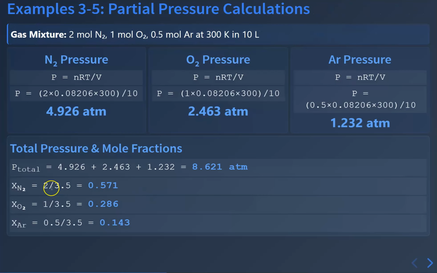Now the individual mole by total mole: the individual mole is 2 and the total mole is 2 plus 1 plus 0.5, so 2 by 3.5, that is 0.571. The mole fraction of oxygen is 1 by 3.5, that is 0.286, and the mole fraction of argon is 0.5 by 3.5, so that is 0.143.